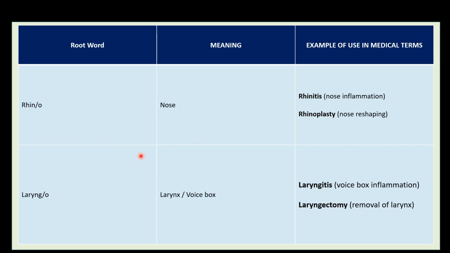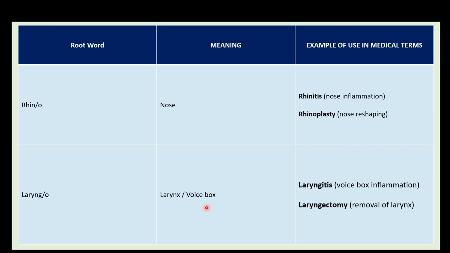Clear? Now we have the last example for this day, and that is larynx or laryngo. For example, larynx or voice box. Mostly people know it as a voice box. If you find a terminology like laryngitis, we know the itis meaning, that is inflammation, and we know the larynx meaning, that is voice box. So the inflammation in the voice box is denoted with the terminology laryngitis.